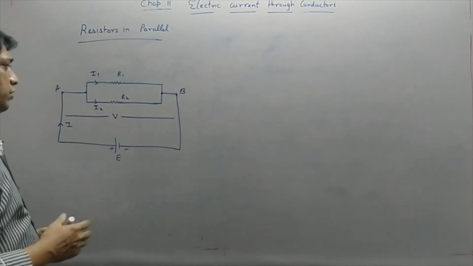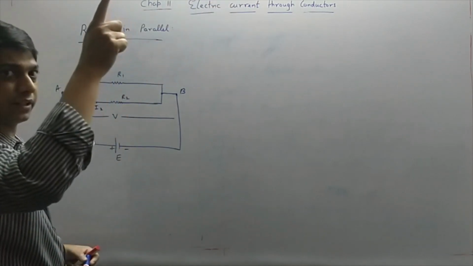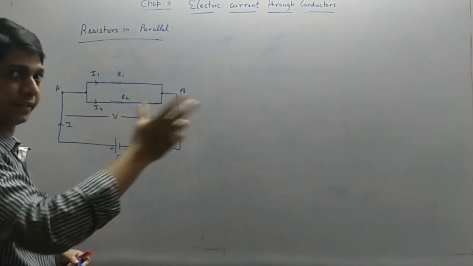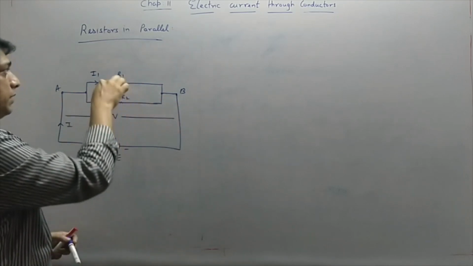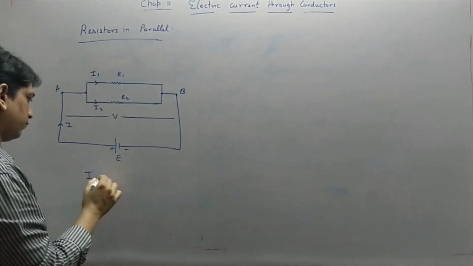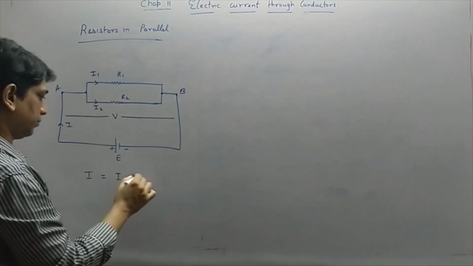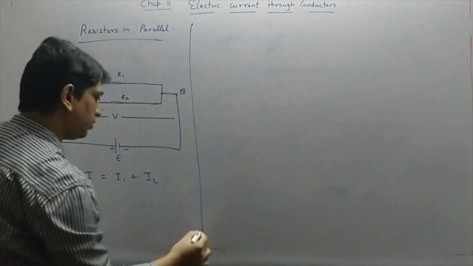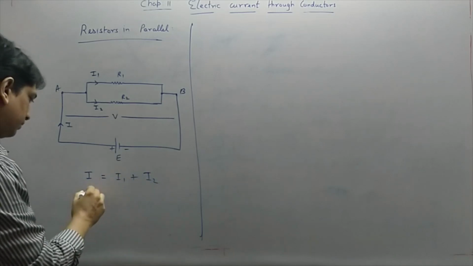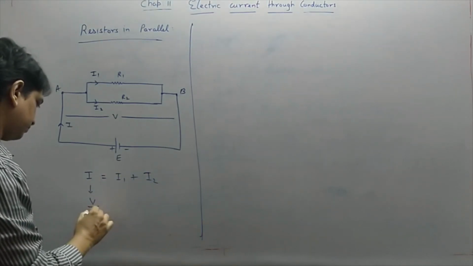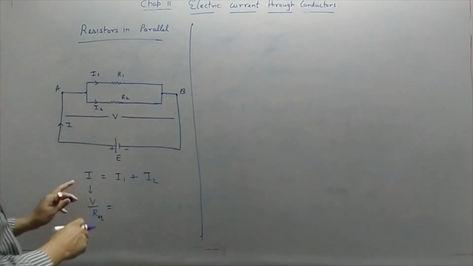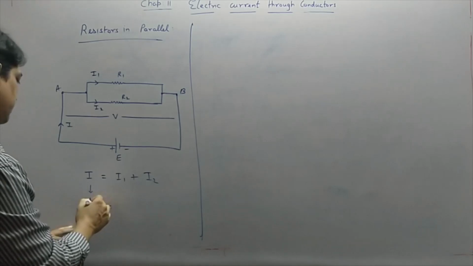Again, according to Ohm's law, in series the current flowing is the same and the potential drop is divided. Here the potential drop is the same across A and B, but the current gets divided. So here we are going to take the formula for current. The total current flowing in the circuit is I1 plus I2. What is the total current I? According to Ohm's law, V is equal to IR, so I is V by R. Here we write V by R equivalent, that is, total I is V by R equivalent.